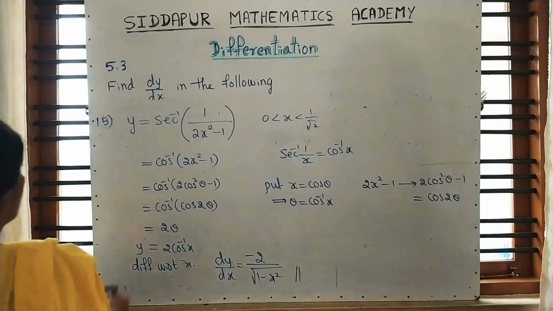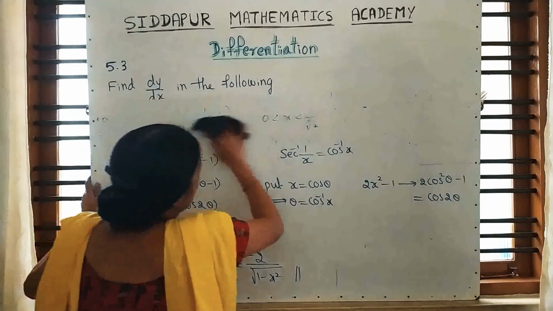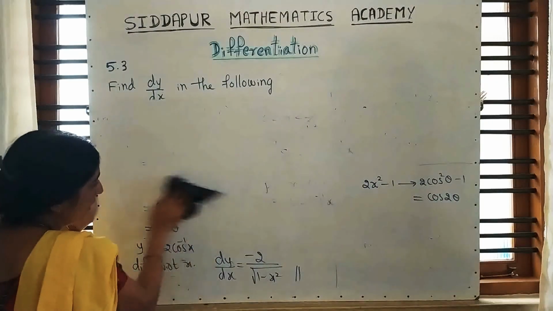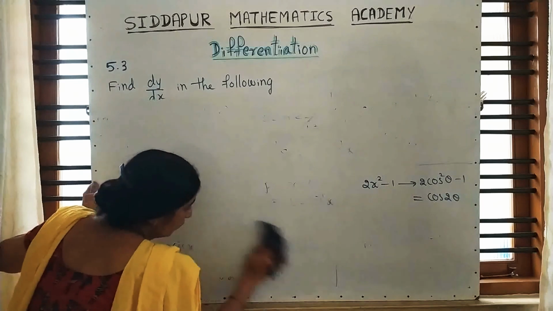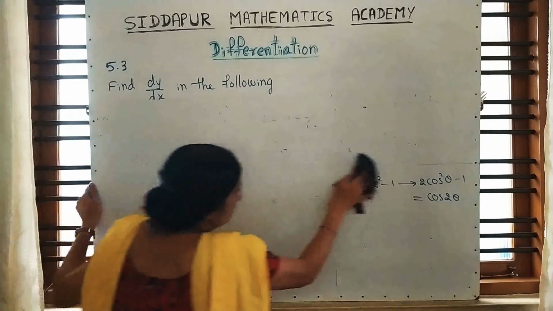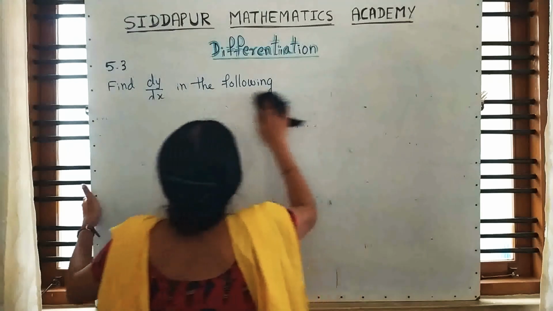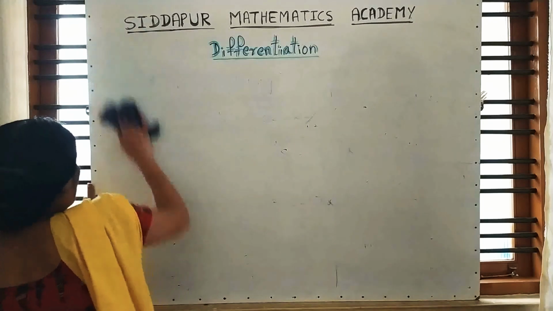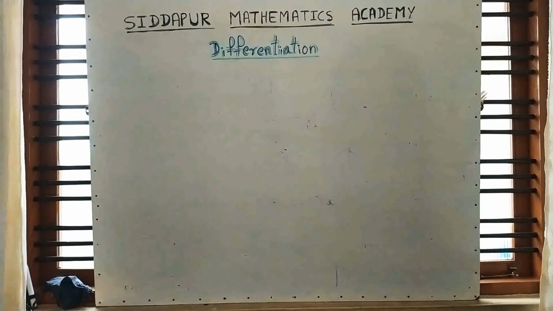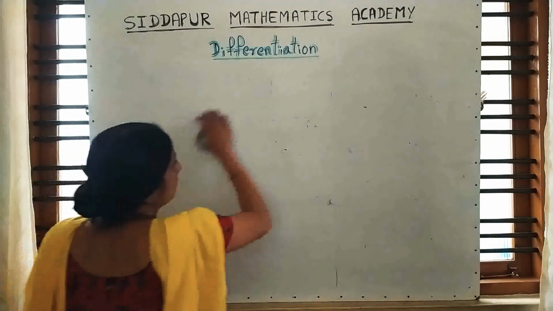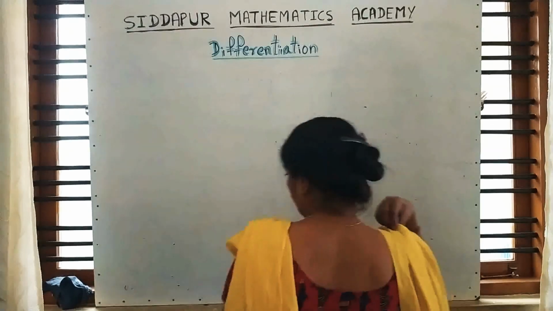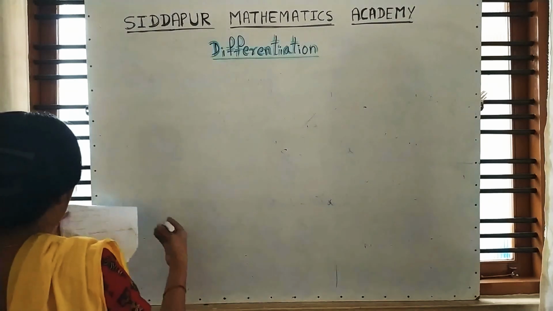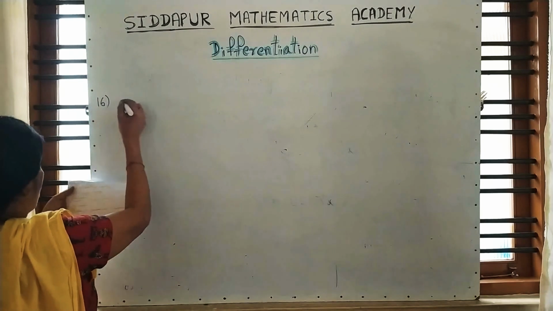And next, there are only 15 questions in 5.3 and 2 worked examples related to this exercise. I will solve those 2 worked examples also. Please watch that. They are the worked examples from 5.3. I am calling them equation 6, question number 16.